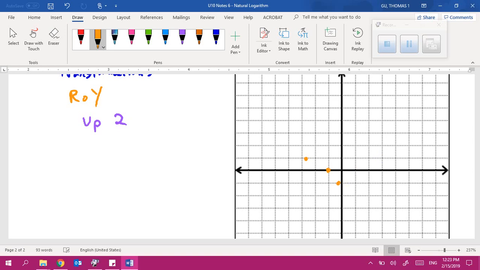Up 2. So I take all these points and I move them up 2 units. So like this, 1, 2. Right here. This one over here, 1, 2, right there. This point down here, go up 1, up 2, ends up right there. So then you can see our graph is going to look like this.